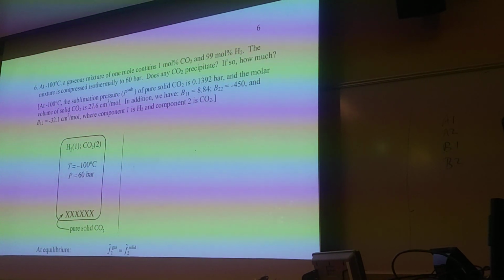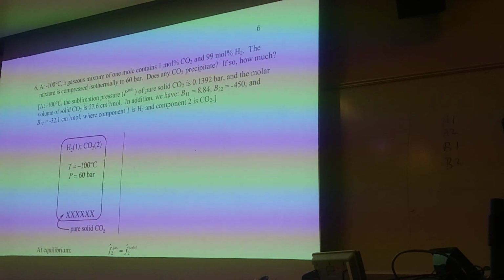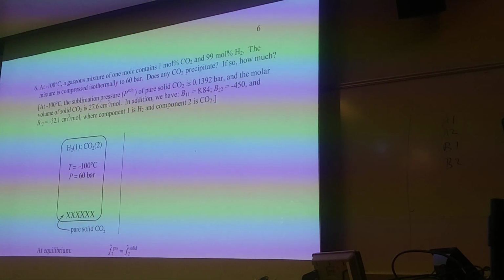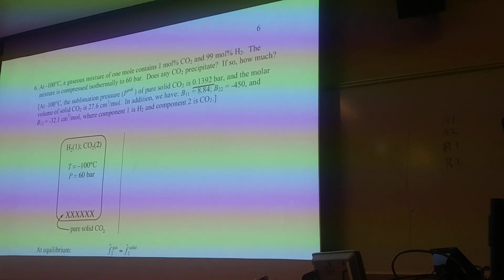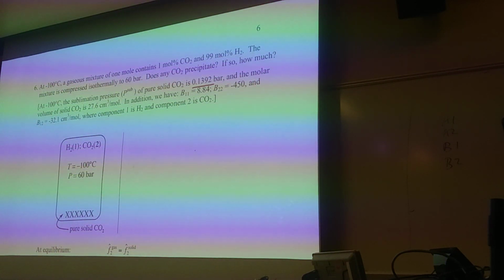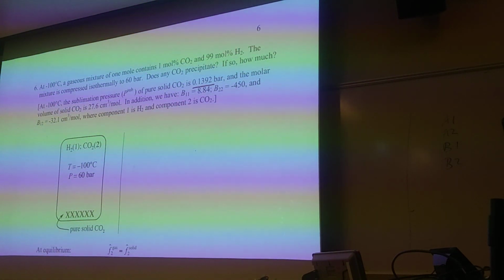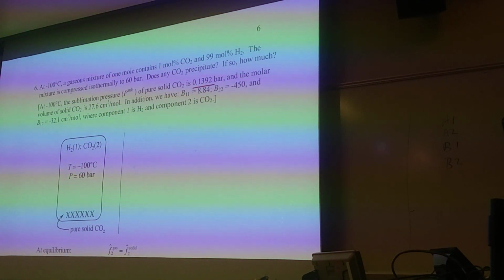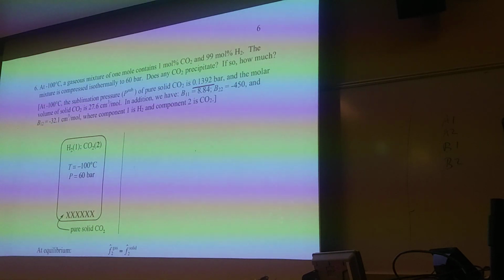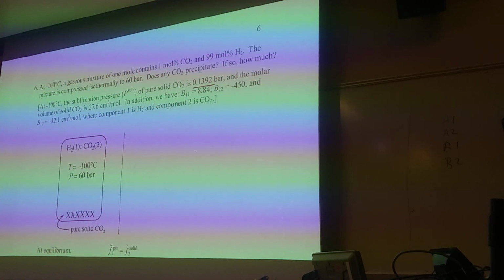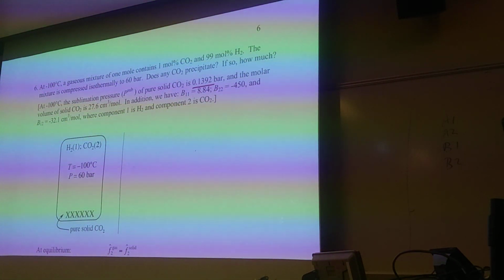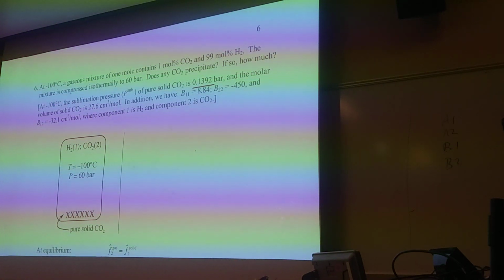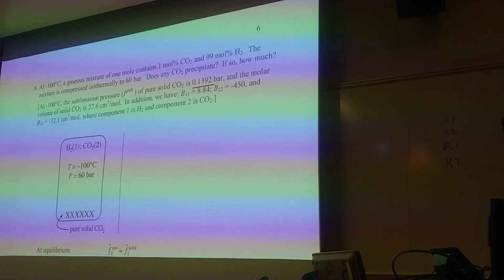At minus 100 degrees C, the sublimation pressure here is very low, 0.1392 bar. And the molar volume of the solid is 27.6 cubic centimeters per mole. In addition, we've got the virial coefficients, both the pure component and cross virial coefficient for the carbon dioxide hydrogen mixture at the relevant temperature.